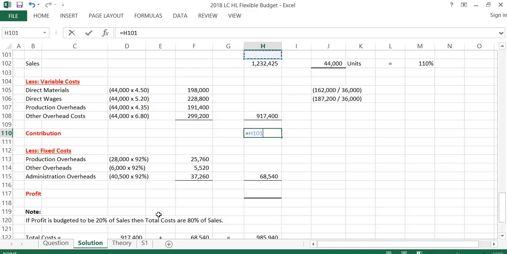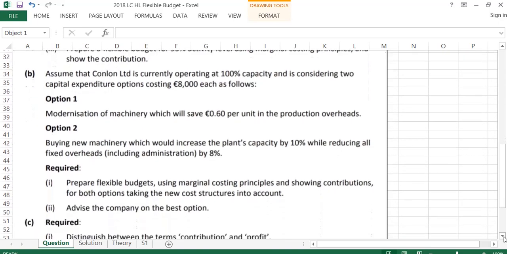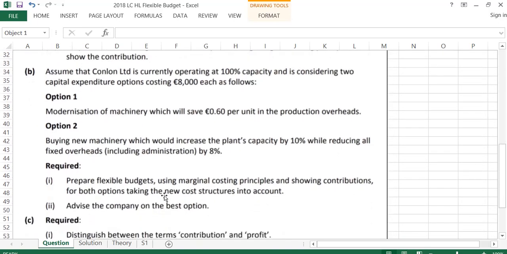So my sales less my variable cost leaves me with my contribution of 315,025, and my contribution less my fixed costs leave me with a profit of 246,485. And the question says, so we were required to prepare flexible budgets, we've that done, and then advise the company on the best option.